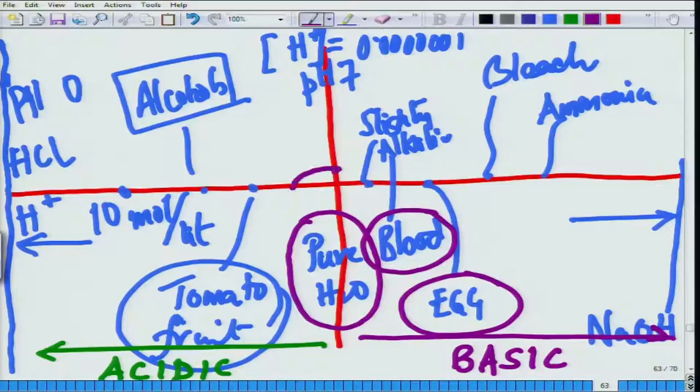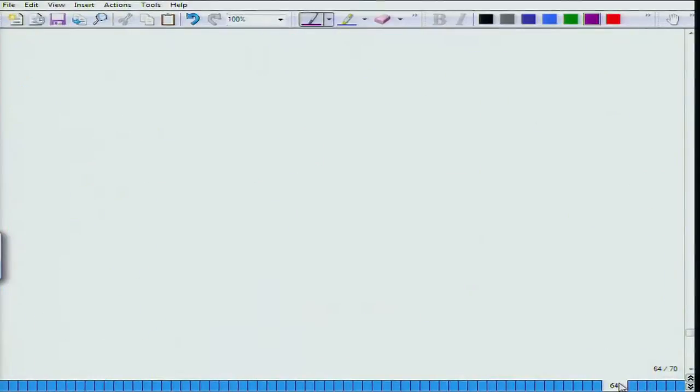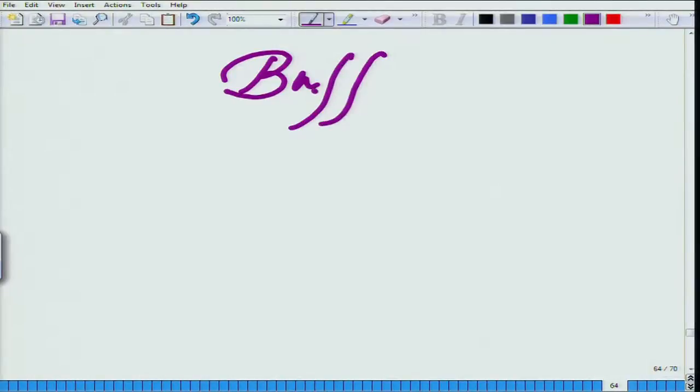Most of the time, the body tries to maintain the pH somewhere around here, except in the stomach where the pH is very low, where you have a lot of hydrochloric acid. So, this is the overall concept of pH. Now, what is a buffer? A buffer is something which helps you to maintain the pH.